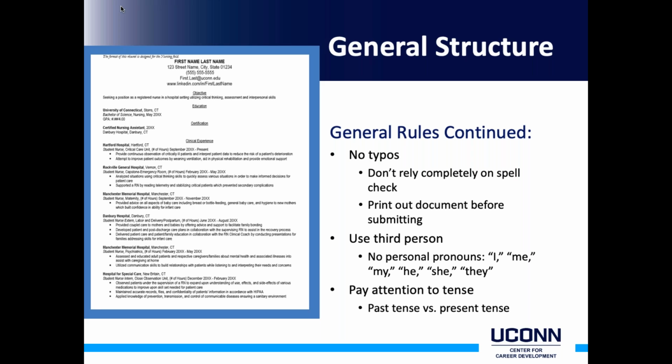So also pay attention to tense. Past tense should be for things that happened in the past. So if you have an experience that has ended, you should write about it in past tense. So you provided care, you screened participants, things like that. And if you're doing it now, it should be in the present tense. So that's something to watch out for, especially when you're starting new experiences and ending old experiences. Make sure you change that tense.